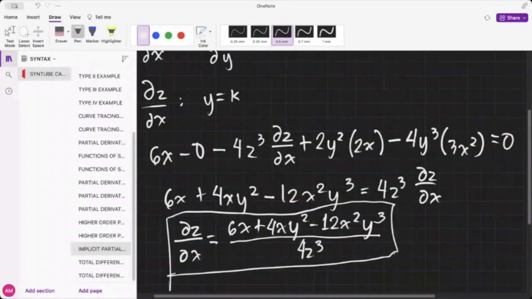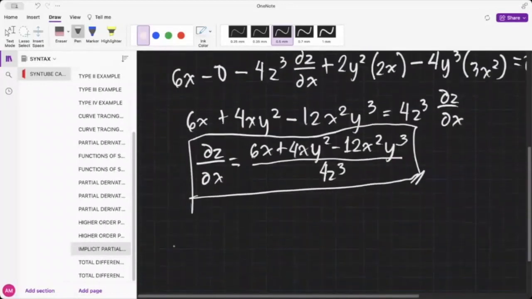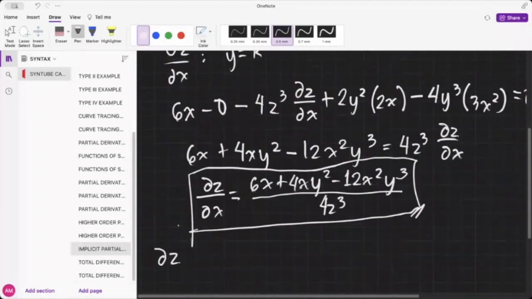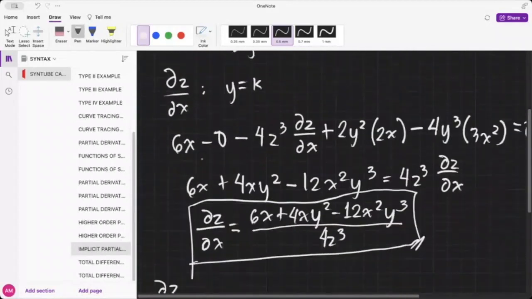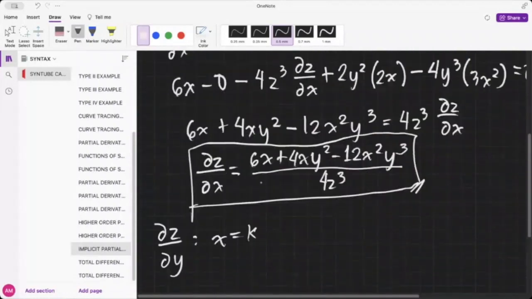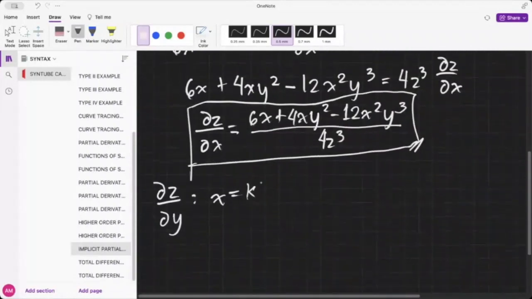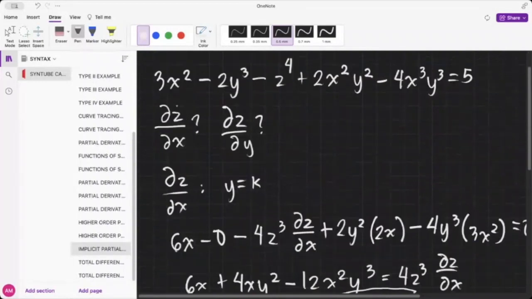I hope that concept was refreshed. So, let's try the partial derivative of z with respect to y so we have more practice. Let's establish here from the start that all the x are constant. Okay?